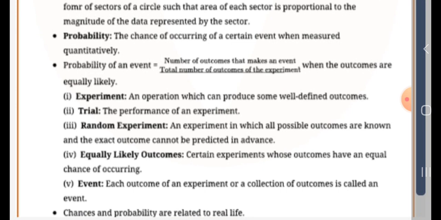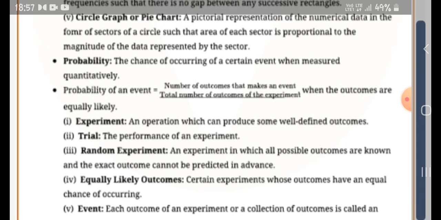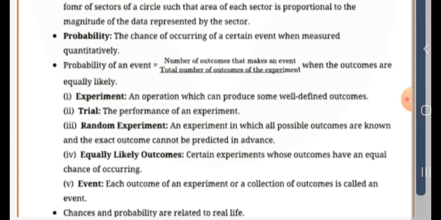Next, probability: the chance of occurring of a certain event when measured quantitatively is the probability. The probability of an event can be found from the number of outcomes that make up the event and the total number of outcomes of the experiment. Next, experiment: an operation which can produce some well-defined outcomes. Trial: the performance of an experiment is the trial.